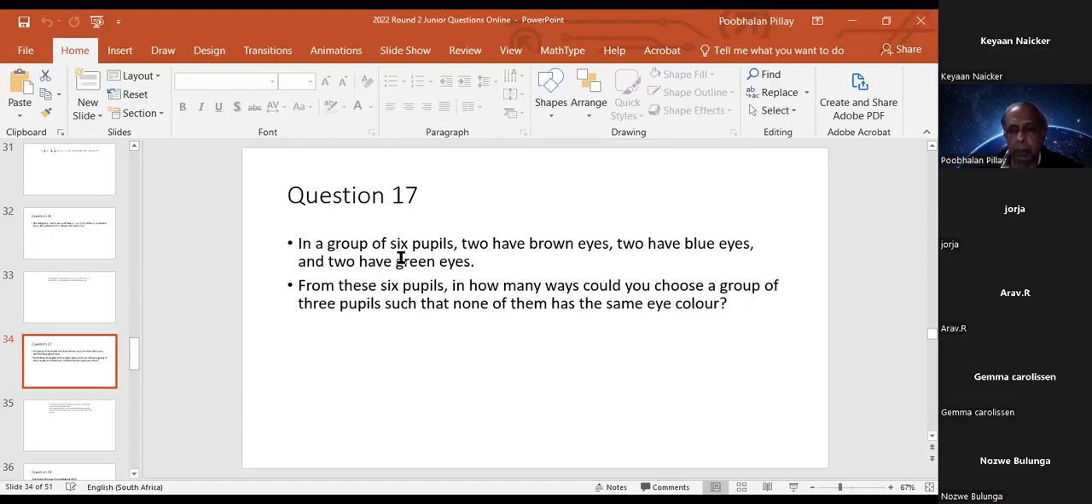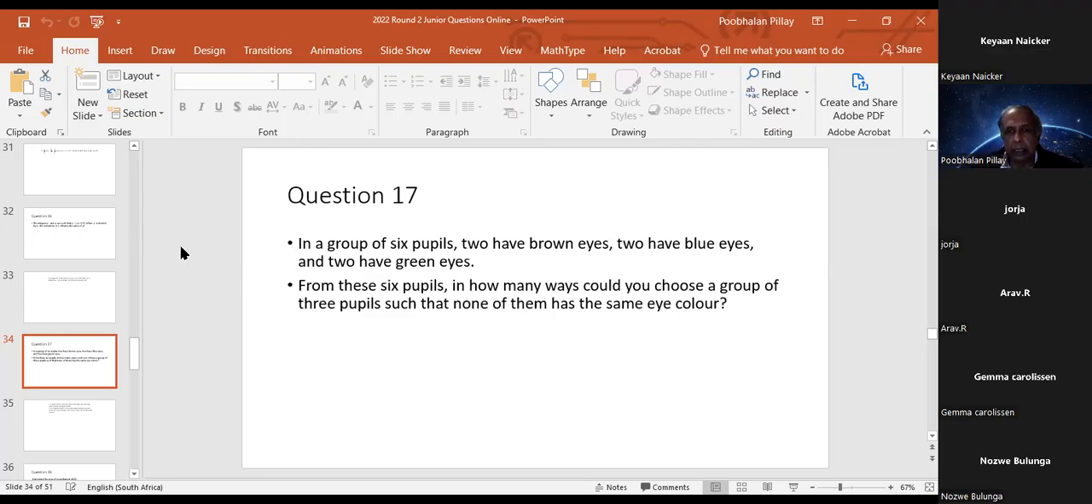Now, in a group of 6 pupils, 2 have brown eyes. I couldn't suppress a laugh, a smile when I saw this. These 6 pupils could be the pupils within the eyes of these 2 students. So if you have 3 people, 3 people have got 6 pupils actually. Each has got 2 pupils. Anyway, there's a bad choice of words here. In a group of 6 pupils, maybe we should say learners, then it's no difficulty. 2 have brown eyes, 2 have blue eyes, and 2 have green eyes.